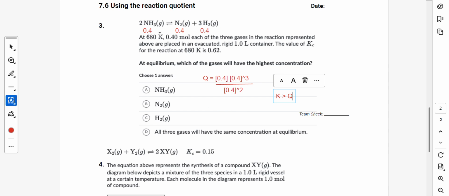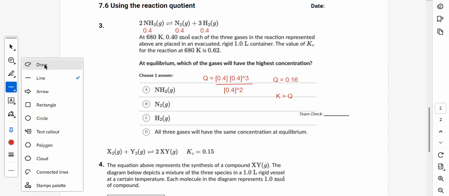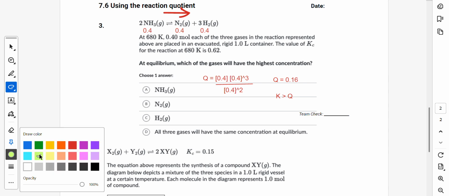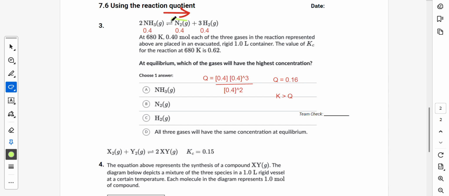So if I'm going to shift towards the products, let me just draw that line, shifting towards the products. Let's see how that informs my reaction. At equilibrium, which of the gases will have the highest concentration? So that means it's got to be either, and I'll switch to the color green just for dramatic effect here, either nitrogen gas or hydrogen gas.